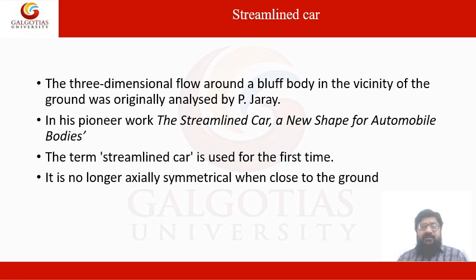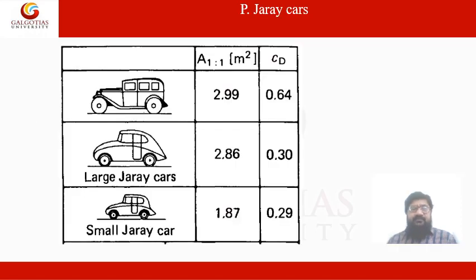So previous models were symmetric. In these Jaray experimental cars, you can see that, unlike the box-type shaped cars of the previous era, where the frontal area is high, 2.99 meters squared, and the drag coefficient is higher, there are various models of the Jaray cars. The large Jaray cars have a large frontal area but comparatively much lower drag in comparison to the earlier box-shaped car.